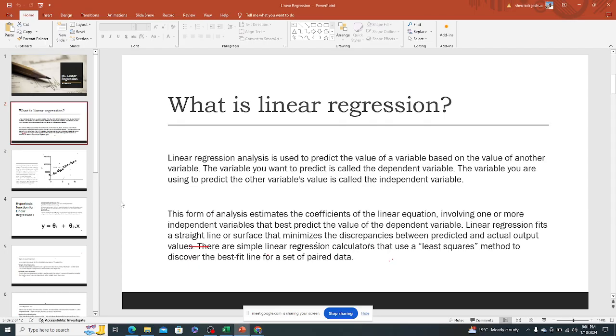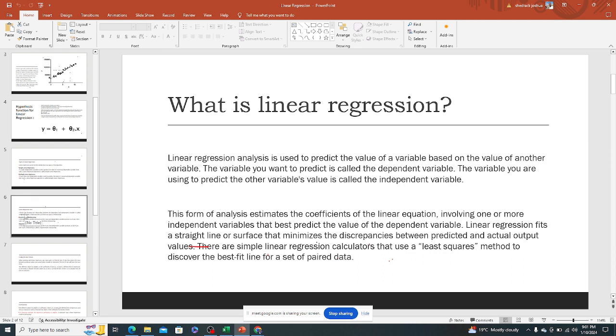All right, good. So back to the notes so that we may build our basis when it comes to linear regression. What is linear regression? Linear regression analysis is used to predict the value of a variable based on the value of another variable.